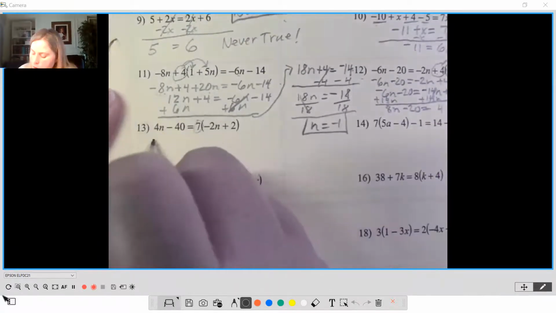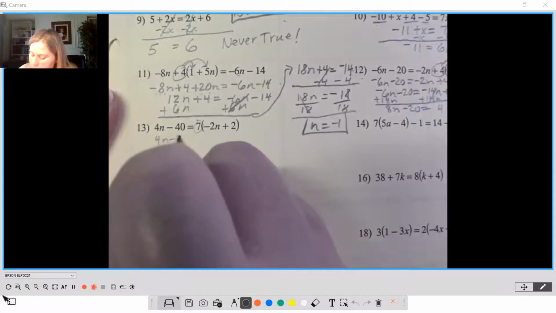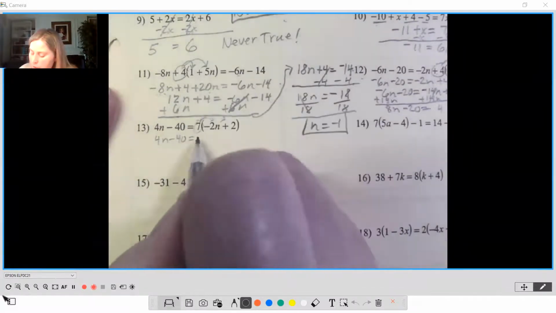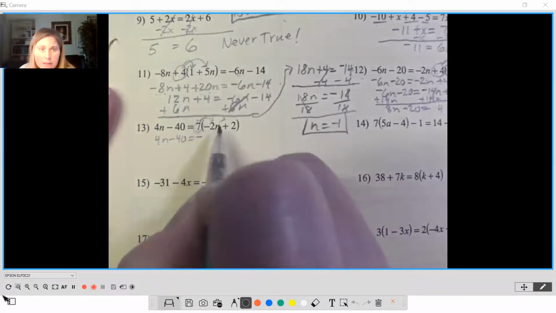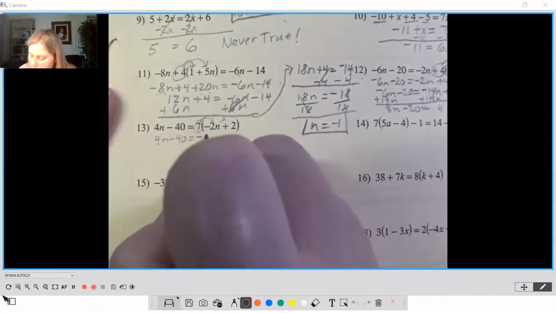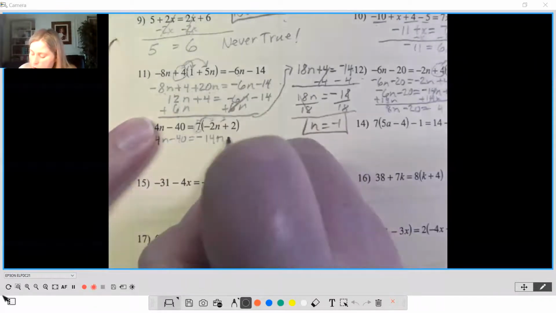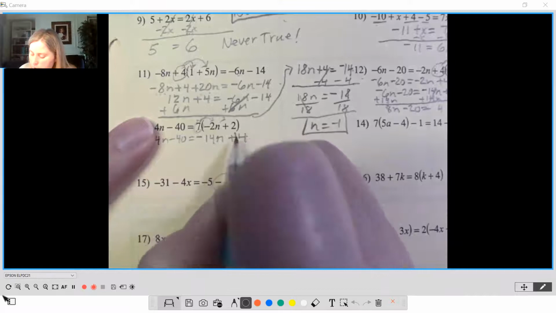So we get 4n minus 40 equals, and we're distributing a positive 7. So this is going to give us positive 7 times negative 2n is negative 14n. And 7 times 2 is 14, so plus 14.